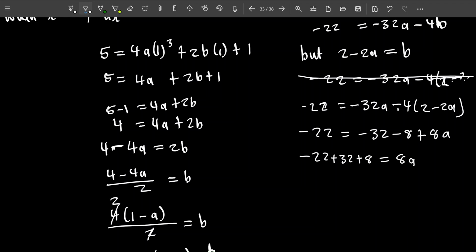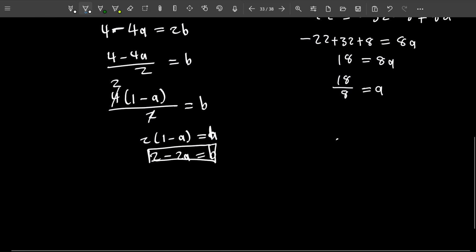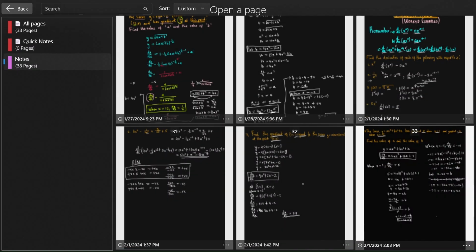We know that 32 plus 8 is 40. If we say negative 22 plus 32, we get a positive 10. Plus 8 is 18. So 18 is equal to 8a. Then 18 over 8. This one you can use the calculator. It's now just finding solutions. You've done the biggest part. So this will just be 2 into 8 is 9, into 8 is 4, and we get our a.